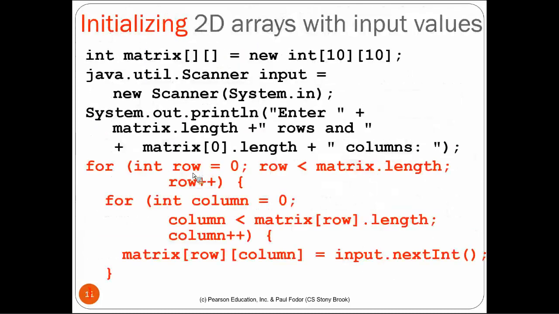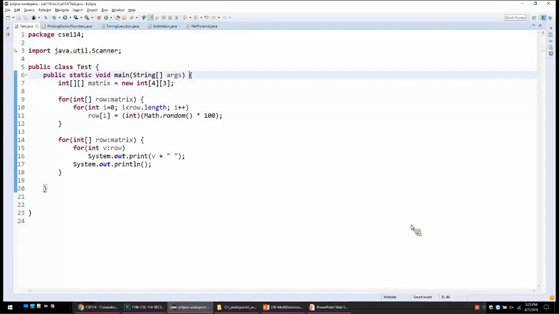So how do we initialize, for instance, a two-dimensional matrix with input values that the user enters? We again have to iterate over the rows and over the columns and ask the user to enter a value for every single element. So let's actually do it for our example. We are going to create a matrix of 10 by 10 integers. And then for every row and for every index, we are going to ask the user to enter a value. So let's use an input scanner, which we are going to define, to enter the next integer.